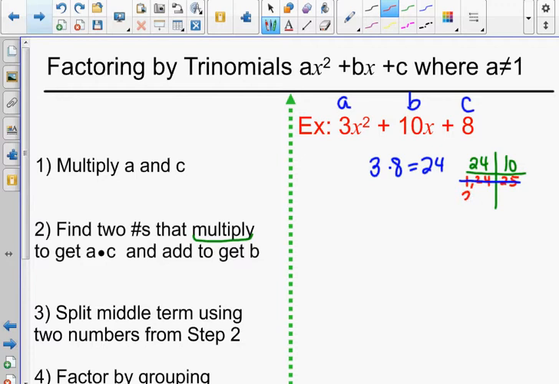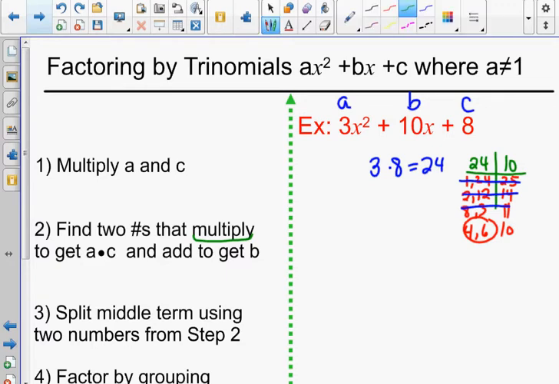I can look at 2 and 12. Now if I was subtracting them, I could get 10, but since I have to add, this isn't going to work, because when I add them, I'm going to get 14. We can look at 3 and 8, and again, that's not going to work, but it seems like we're getting closer because we're now at 11. So this last set is going to be the one that works, clearly, and that's going to give us a sum of 10. So I'm going to use these two numbers here for my next step.